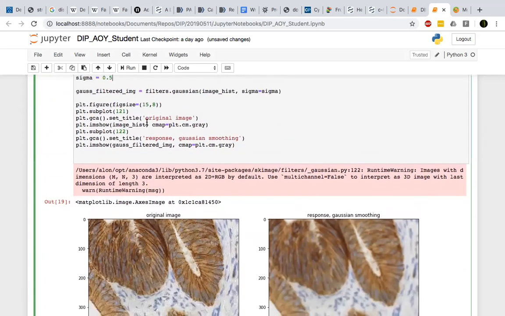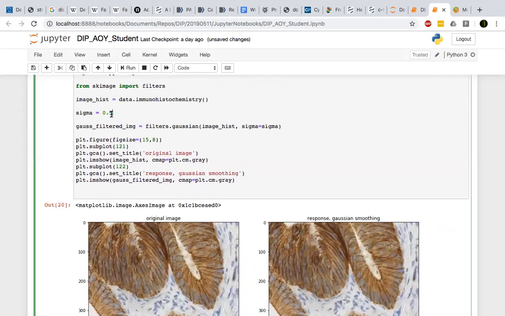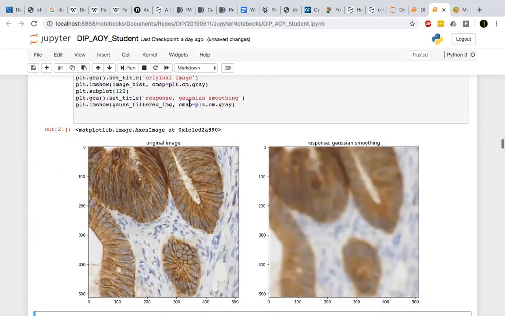What do you think? How would this image change? Less smooth, right? It'll look sharper. And if I put it at 5, then what would happen? Be blurrier, right? So let's look at that. Blurrier, right? Cool.